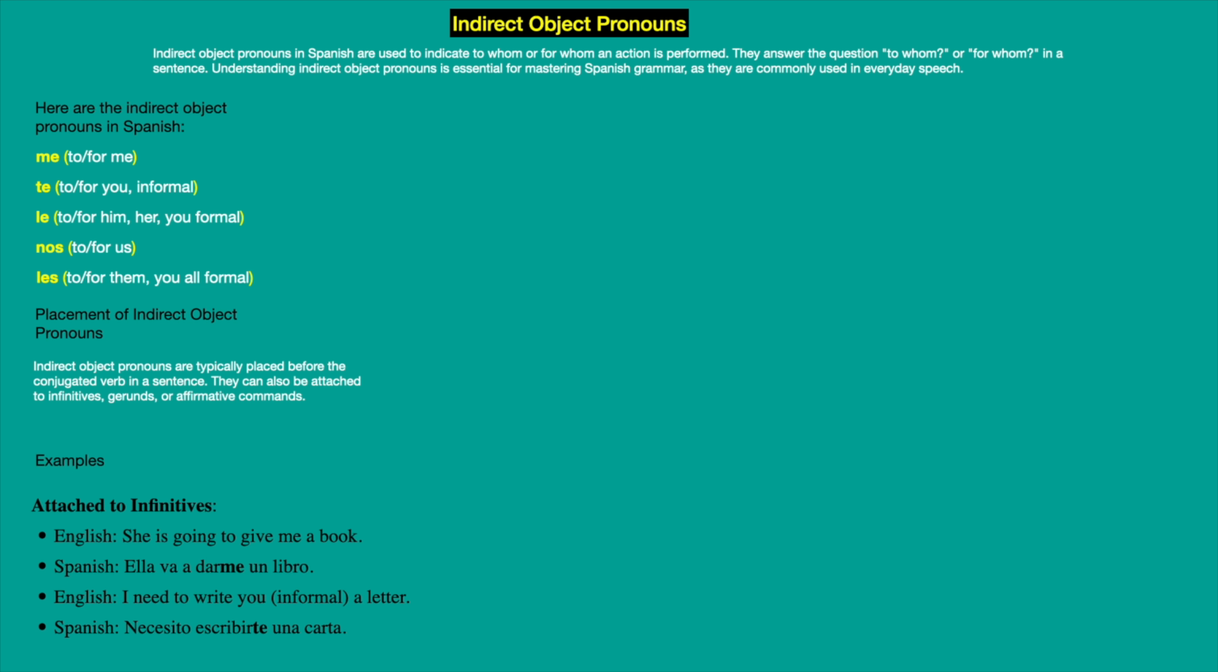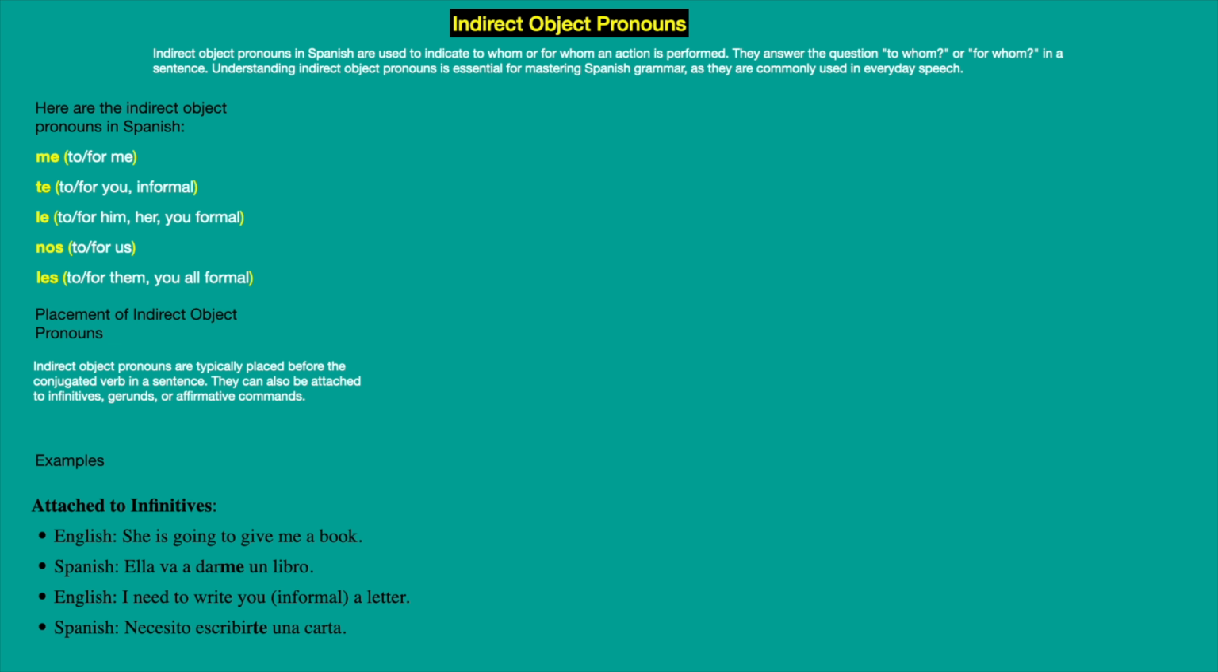This part is where we are going to use more of the attached form. So, placement: indirect object pronouns are typically placed before the conjugated verb in a sentence. They can also be attached to the infinitive, gerund, and affirmative command. We already practiced that in our last part, but here we are going to see more practice. So, for example, attached to the infinitive.